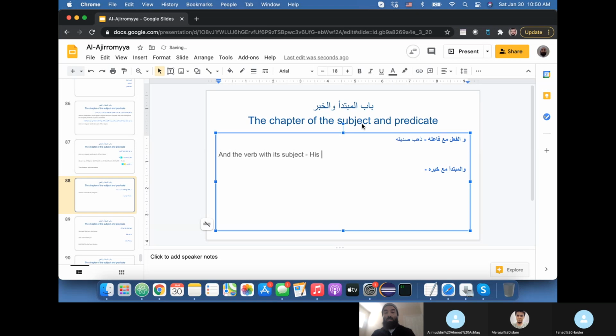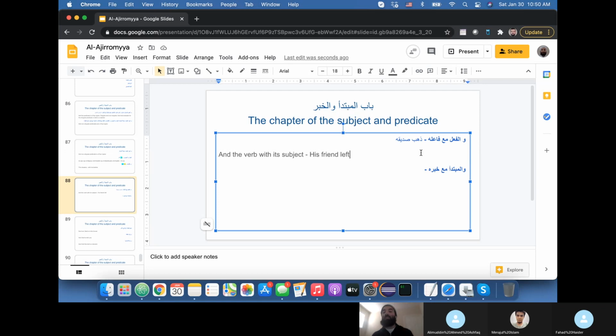His friend left. So Zayd, his friend left, right? Zayd is the subject. His friend left is the predicate. His friend left has two components. It has the verb and it has the subject of the verb. The verb is leaving.